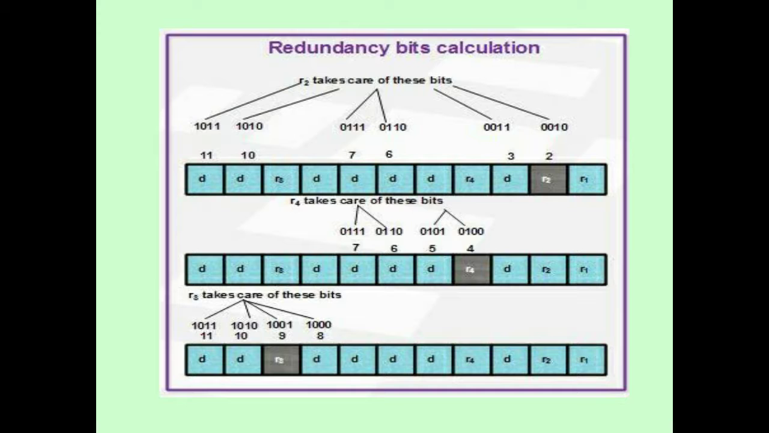2, 3 we are considering. We are skipping 4, 5. 6, 7 we are considering. 8, 9 we are skipping. 10, 11 we are considering. So whatever numbers are represented here, the binary values of those numbers are represented in binary form.